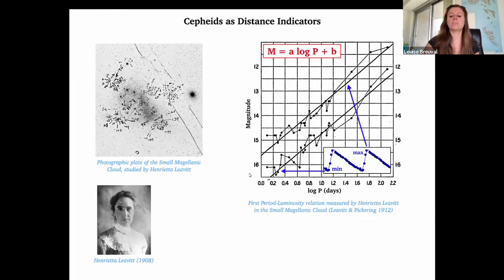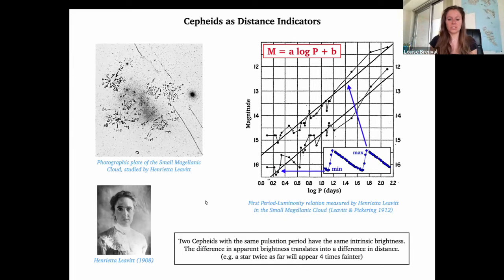She showed that the log of the pulsation period was correlated with the magnitude. All of these Cepheids or pulsating stars are located at the same distance to us in the Small Magellanic Cloud. So this means that two Cepheids, even in two different galaxies, if they share the same pulsation period, have the same intrinsic brightness. This is a really strong conclusion. It's really important for then measuring distances in the universe in general. For these two Cepheids of the same period, the difference in apparent brightness would mean a difference in distance. If a star is twice as far, it will appear 4 times fainter.